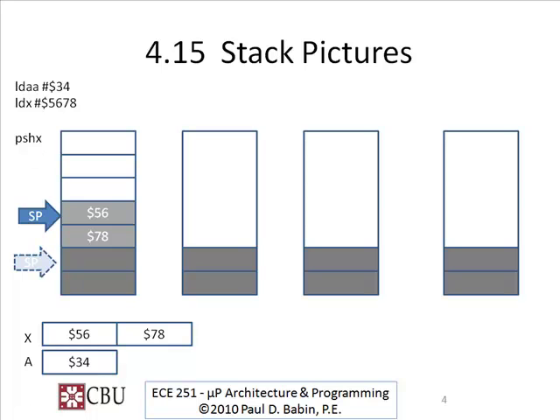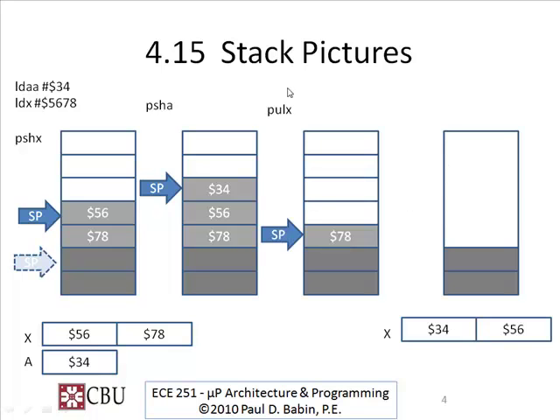Since the push X is a 16-bit operation, it moves the 16 bits of the X register by populating the 2 8-bit bytes onto the stack. So 5, 6 goes first and 7, 8 goes second in terms of increasing memory locations. So that's the first operation. And then when we push A, that's an 8-bit push onto the stack. So the stack pointer is decremented by 1, and the value 3, 4 is put into RAM at that location, onto the stack at that location.